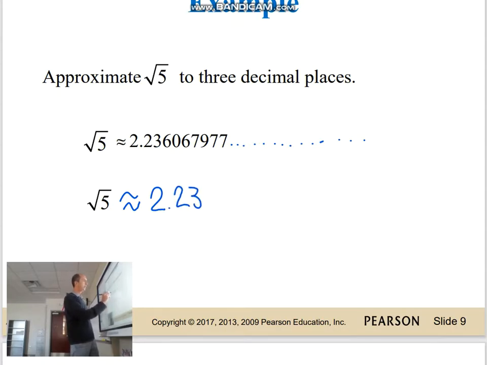2.23, and since the next number here is a 0 after 6, right? Is a 0. If this is less than 5, we will write here 6. If this number after the last decimal that we will represent is more than 5, then we will write it as 6 plus 1, 7. In this case, just 6, 2.236. This is the answer.